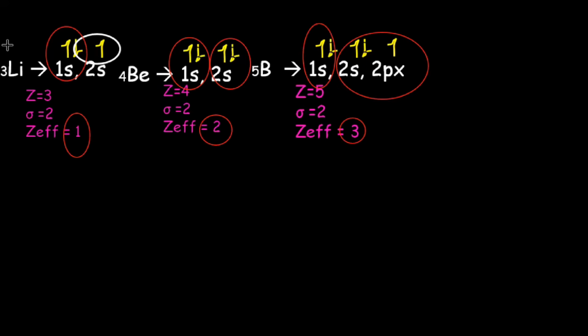Now you see that as we move from left to right in a period, the effective nuclear charge increases, while the screening constant or shielding effect remains the same.